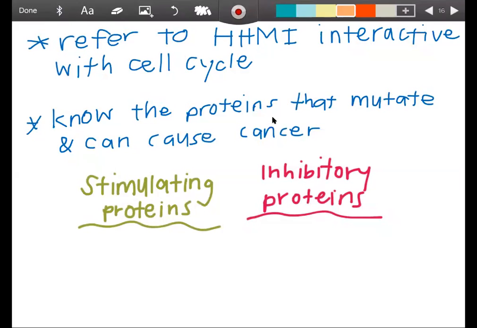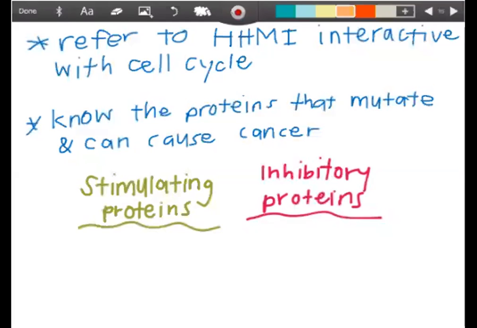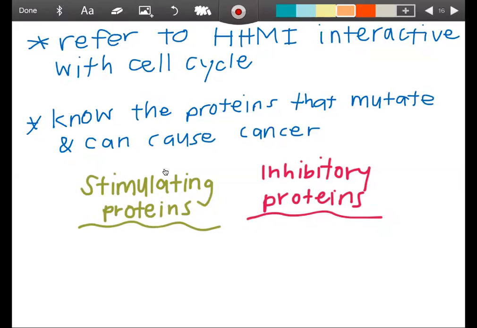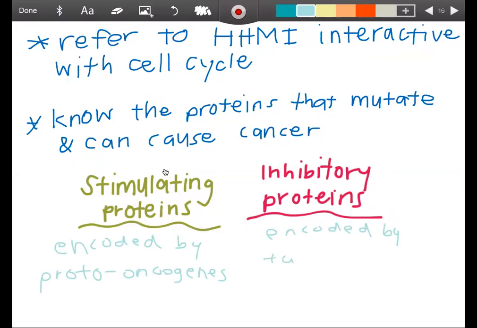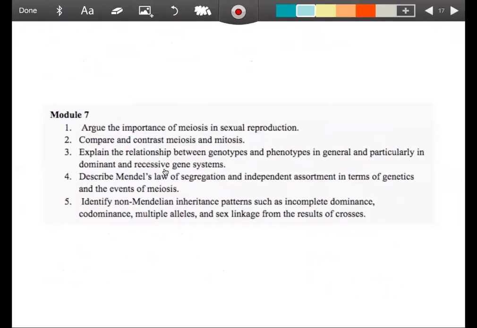Okay, so I'm going to go back to my other screen. And remember, stimulating proteins are encoded by proto-oncogenes. And then inhibitory proteins are encoded by tumor suppressor genes. And that's pretty much it for Module 6.